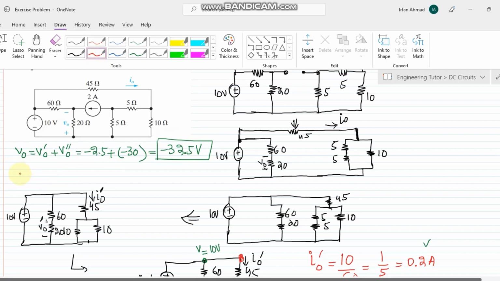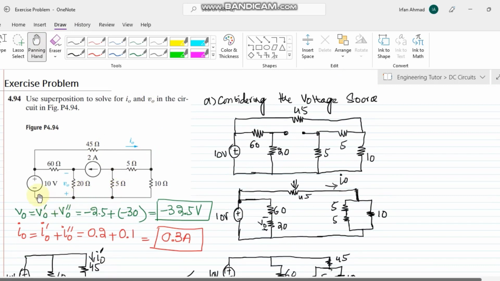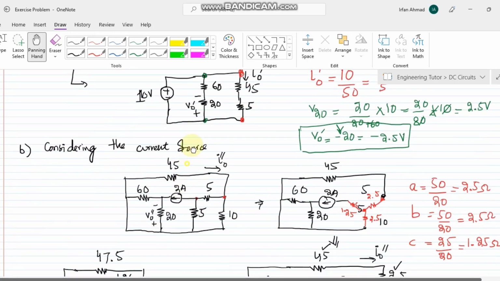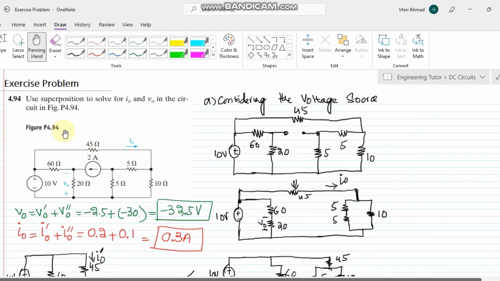Similarly, in order to find the value of I naught, let me use the currents I naught prime and I naught double prime here. The value of I naught prime was 0.2, the value of I naught double prime was 0.1. So here the value of I naught is 0.3 amperes, and that is the answer of I naught. So by using the superposition theorem, we have found all the values which were asked here. That is the superposition theorem, and I hope by solving this question all the concepts related to the superposition theorem will get stronger in your mind.